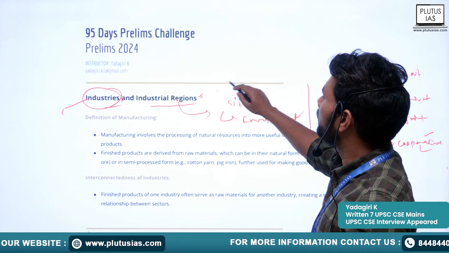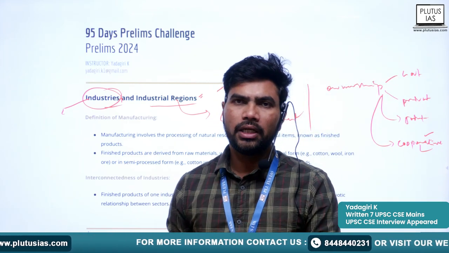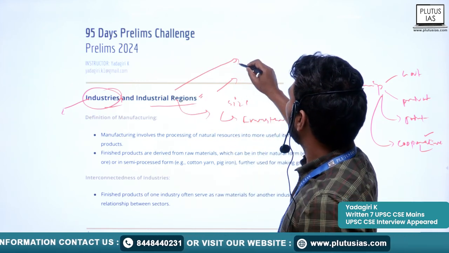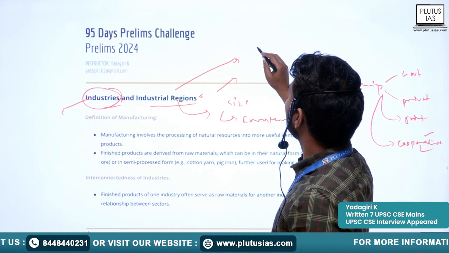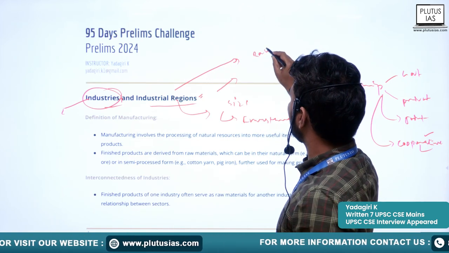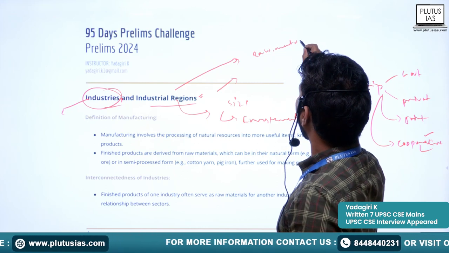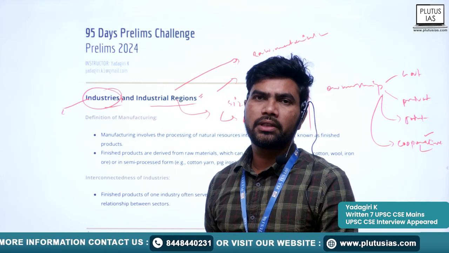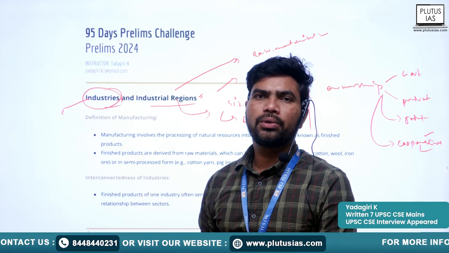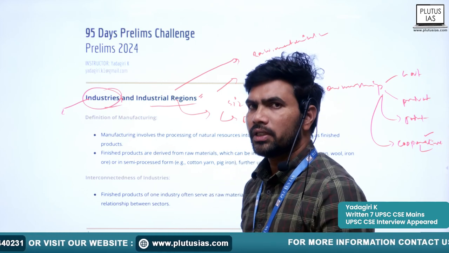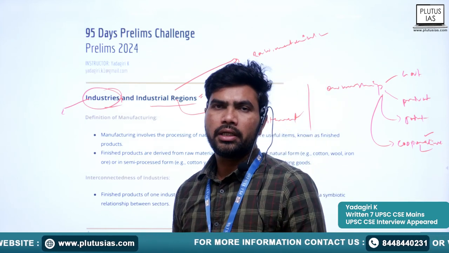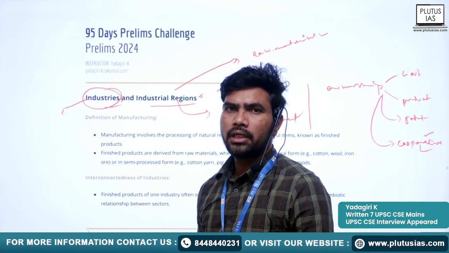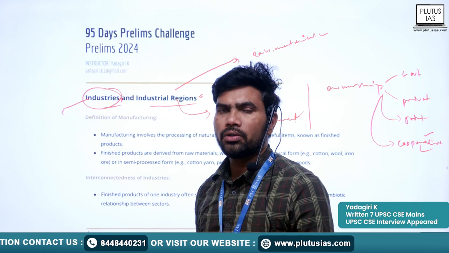So on different bases, we can divide the industries into several divisions. Here in this lecture, we are dividing the industries into various categories based on the kind of raw material they use. On that basis, we are going to see the division of industries, and we are also going to discuss some of the most important industries when it comes to India: the cotton and textile industry, iron ore industry, iron and steel industry, sugarcane industry, etc. So these kinds of industries we are going to study.